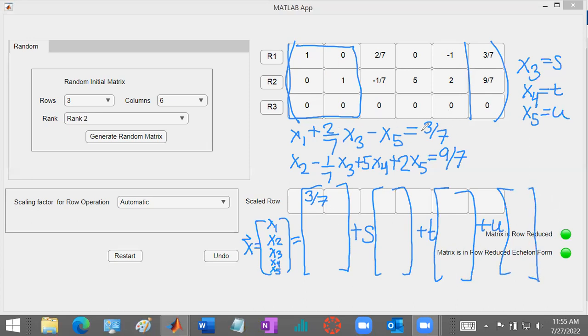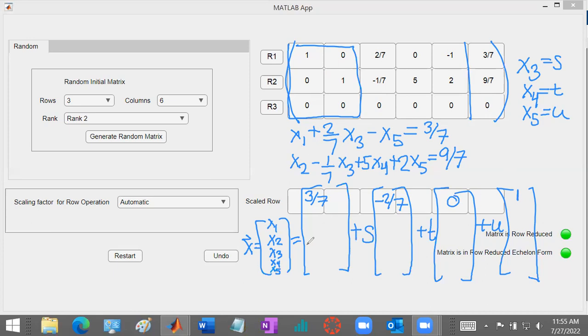So constants, 3/7. That's x1. Now, how many s's are in x1? That's x3. So when we move this over, we get minus 2/7. Are there any t's, which is x4? There are no t's. There's no x4s, so we have a 0 here. What about u's? U's are x5. So when we move this over, we get positive x5. So that's going to be positive u, which is just 1. That's x1. Now what about x2?